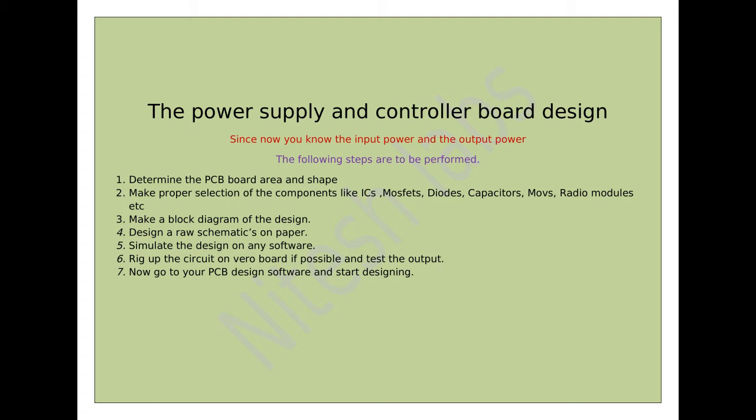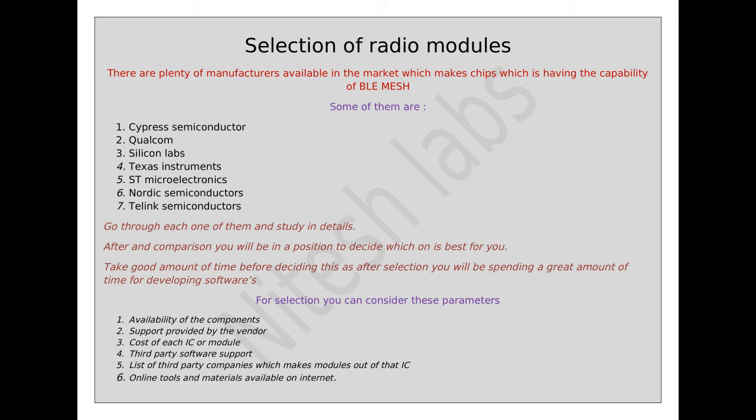Make a block diagram of the design. Design a raw schematic on paper. Simulate the design on any software. Rig up the circuit on a Vera board if possible and test the output. Once you are done with all these procedures, now you can go to your PCB design software and start designing. Now coming to the selection of radio modules, as this is a very important step when you are designing a BLE mesh based smart lighting system.